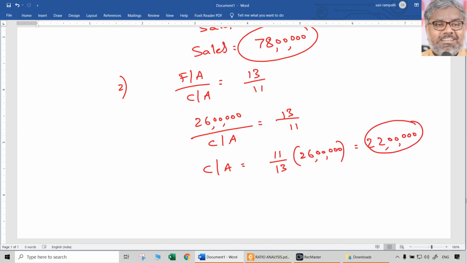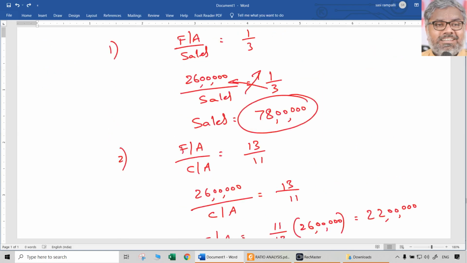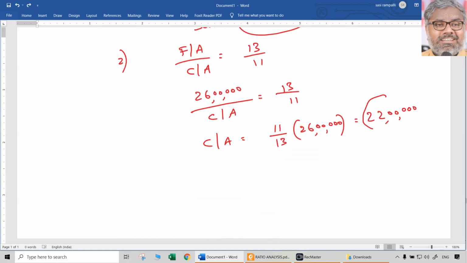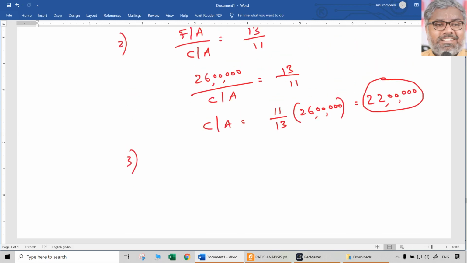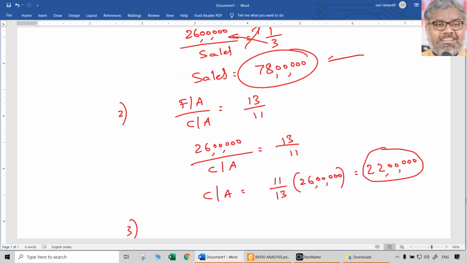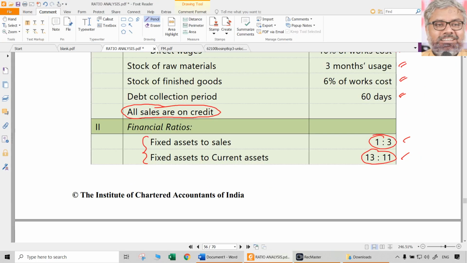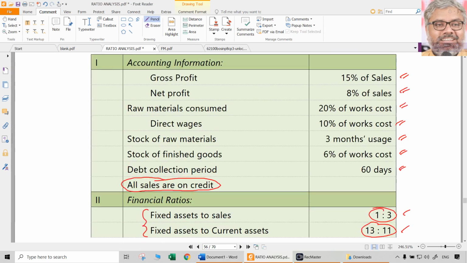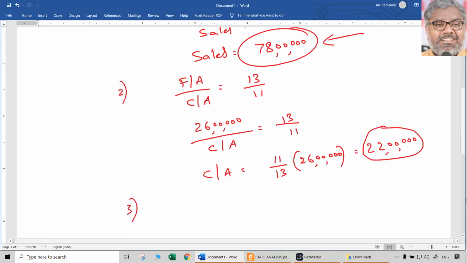So one more thing we have. What is that? Current assets we have, 22 lakhs. Then, actually a lot of other things can be found out because we have got sales now. Sales, once you know, a lot of information is related to sales if you see. Look at the other things like gross profit is given as 15% of sales.